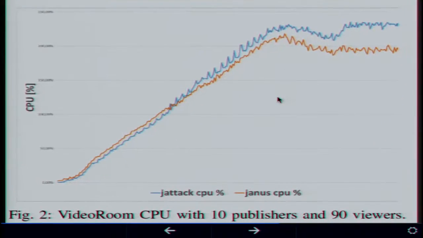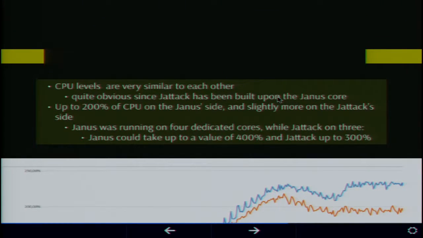This is CPU. As you can see here, we were monitoring both Jattack and Janus. The blue line is related to Jattack, the red line is related to Janus. And in the depicted scenario, we have CPU levels which arrive at values between 200 and 250%. Just to be clear, please keep in mind that since we had 4 cores allocated to Janus and 3 cores allocated to Jattack, we might arrive at respectively 400% and 300% before reaching saturation.